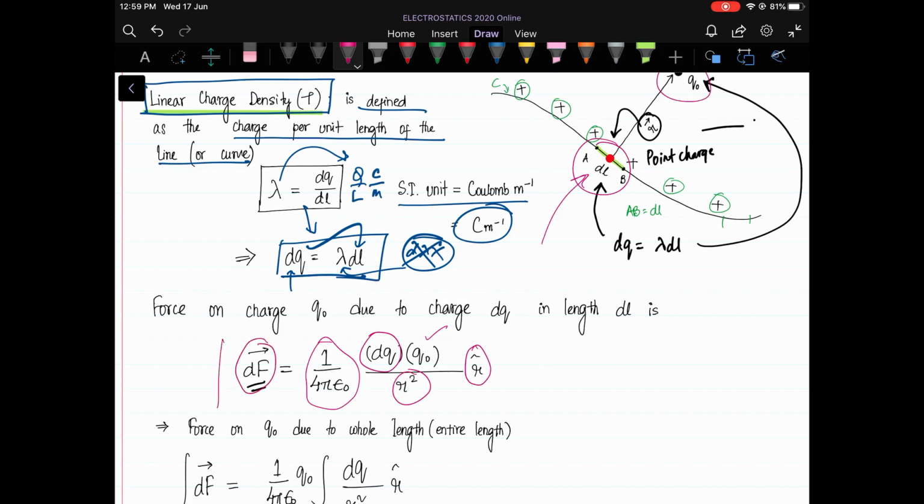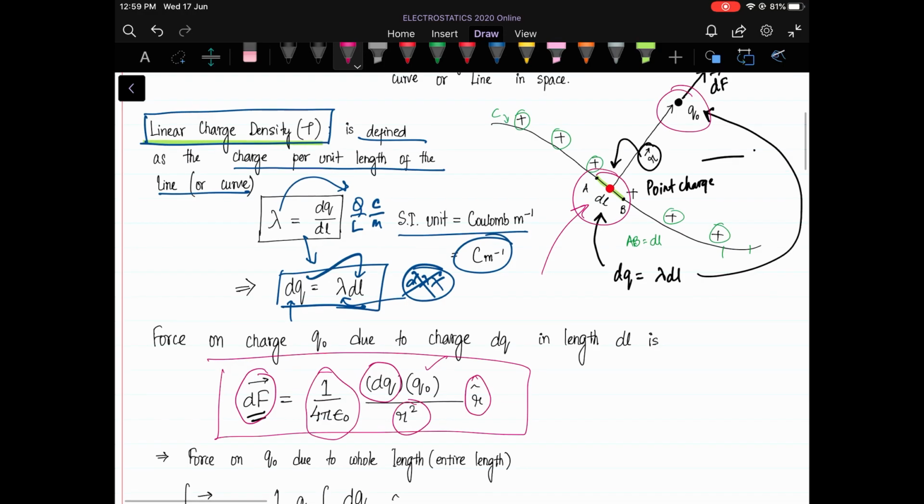Now clearly this is the force between that elemental length and the charge q naught, and this is not the force on the charge q naught due to the whole length of this charge.